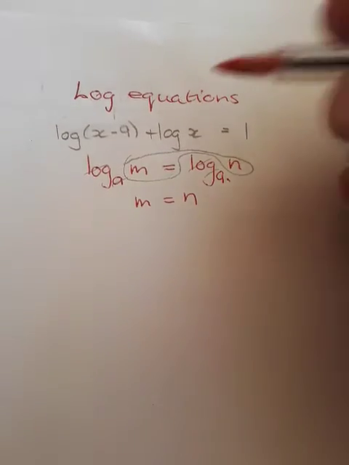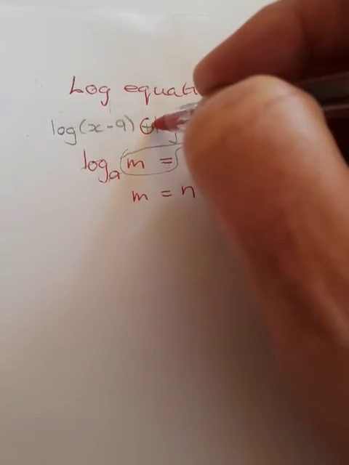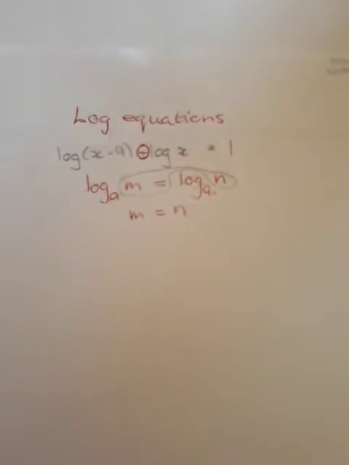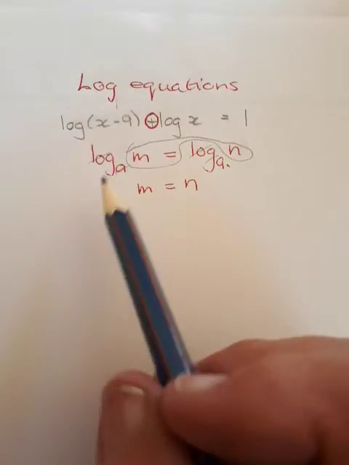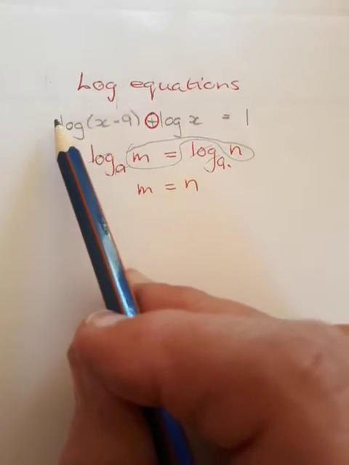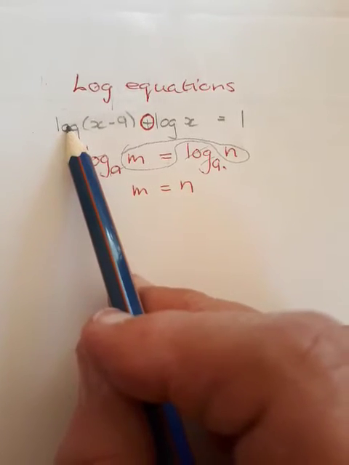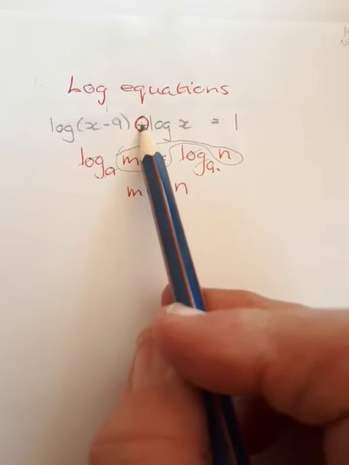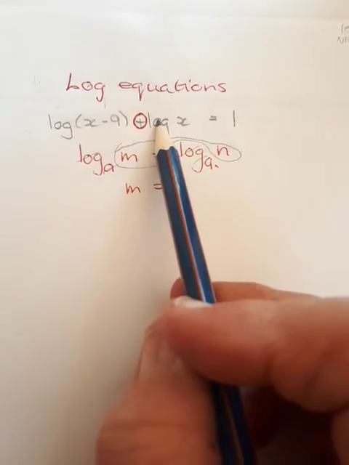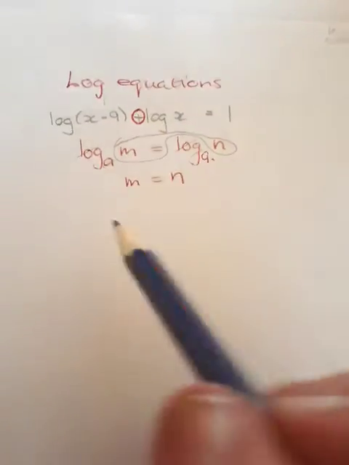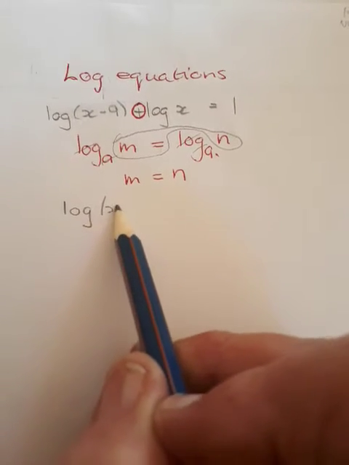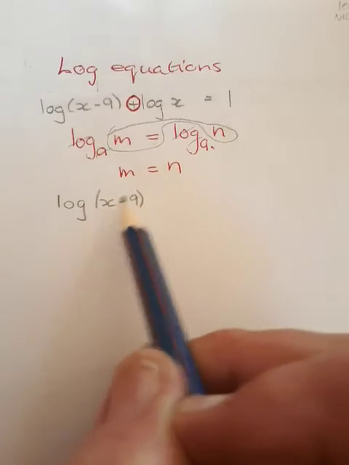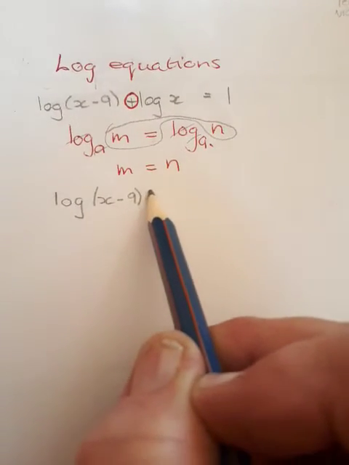Right, so when you look at this, you should immediately recognize the plus. And remember, the plus goes along with our multiplication law, where we say the sum of two logs equals the log of the product. So we can change this and make that a single log of its product. So that's x minus 9 times x.